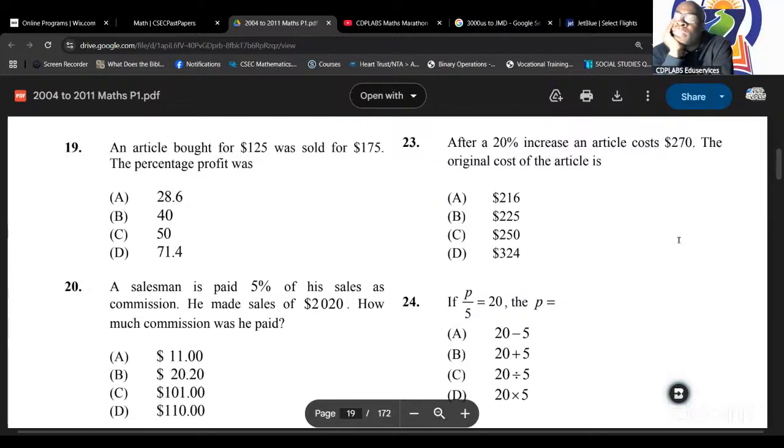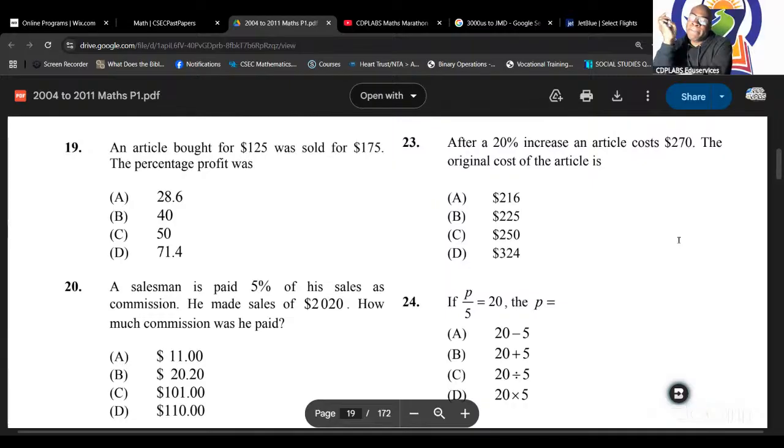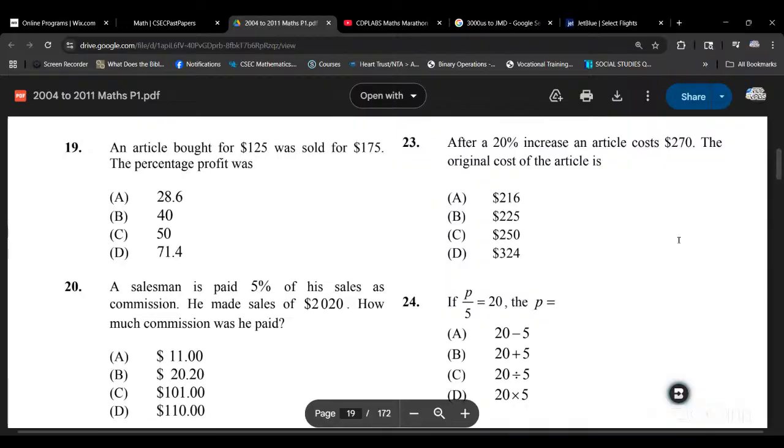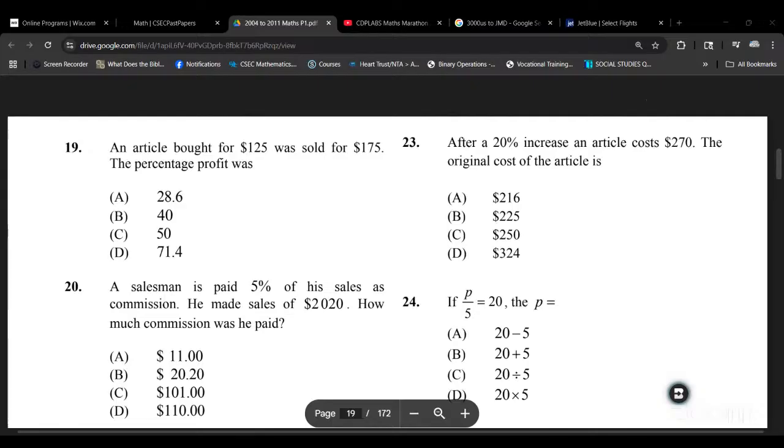Really? 20 divided by 100 times 270. Yeah, 54. So 54 from 270 is 216. Yeah, it's a calculator. Sir, it's a calculator, right? Yes, sir. But you're not supposed to use a calculator in multiple choice. All right, still let's look at some shortcut method then, right?